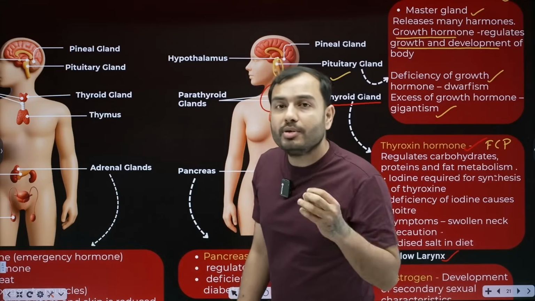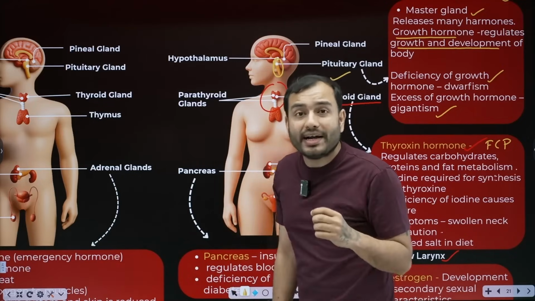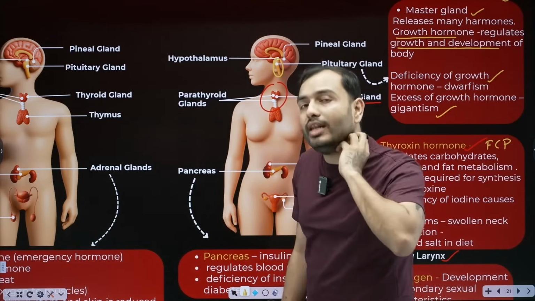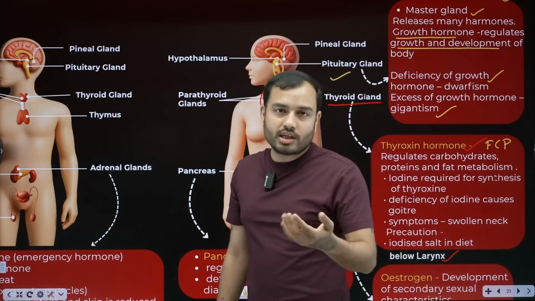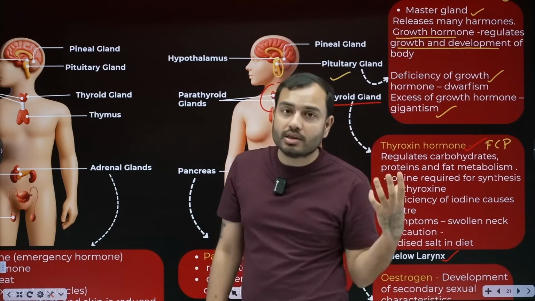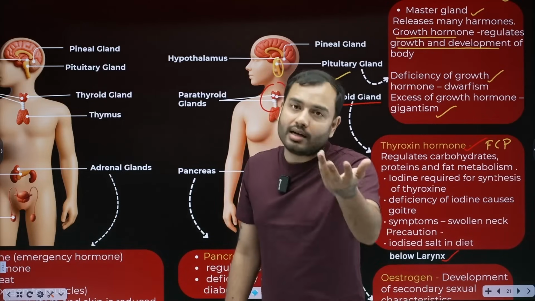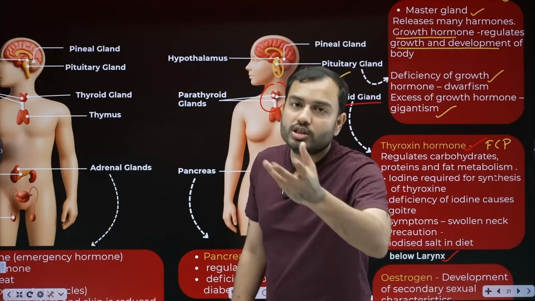When this happens, a disease occurs which we call goiter. What happens in goiter? There is swelling in the neck. Now, if you want to avoid goiter, what should be there? Iodine should be there. If there is iodine, thyroxine will be released. So how will you get iodine? You will get it in food, eat salt that has iodine.